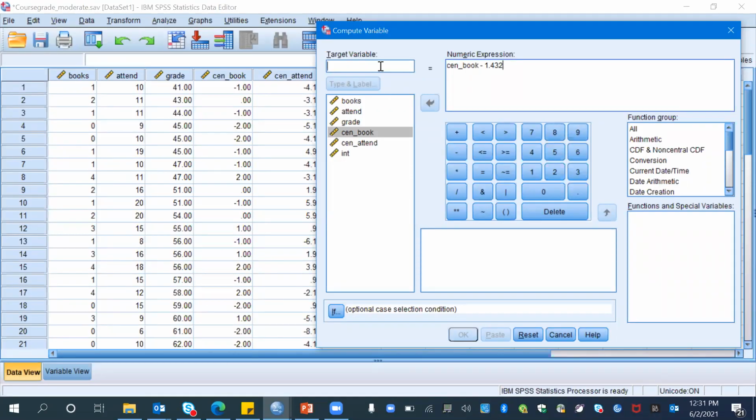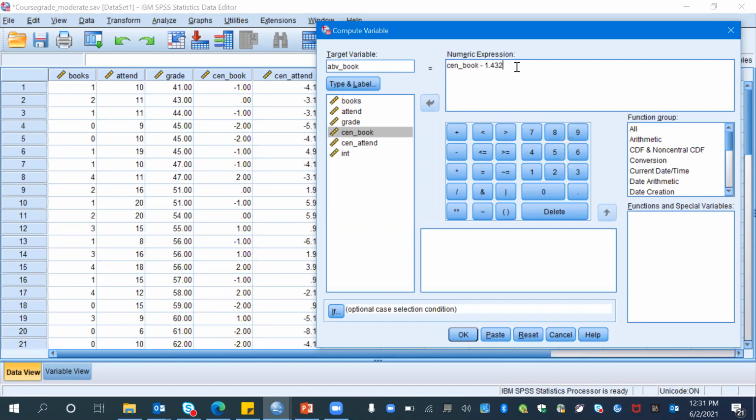So if you recall, recentering is flipped from what you would expect. To get above a standard deviation, you subtract. To get below a standard deviation, you add. So in this case, this is going to be someone who read above books because we subtracted the standard deviation.